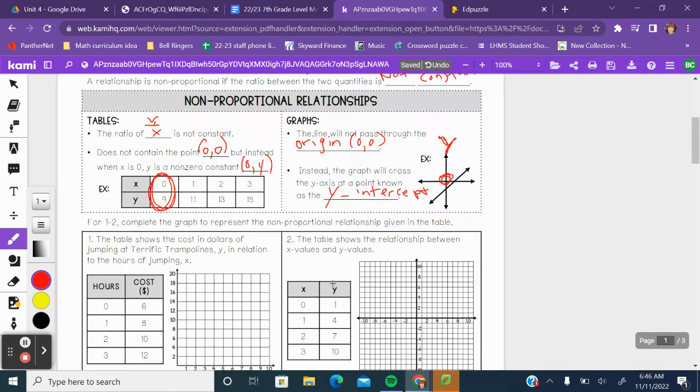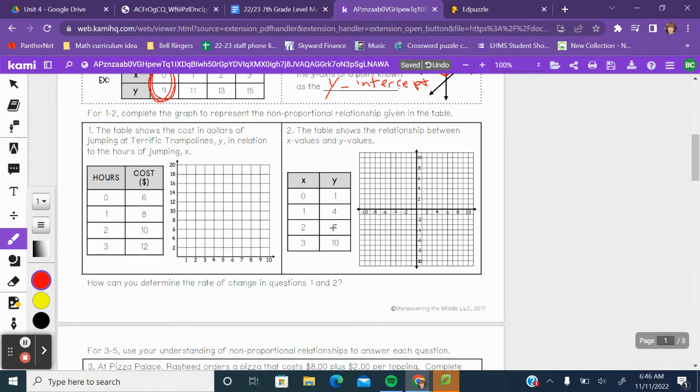Okay, so let's go on down. The table shows the cost in dollars of jumping at Terrific Trampolines. Y, the cost, in relation to the hours of jumping, which is X. So this is my hours of jumping. And then this is my cost. This is my X, this is my Y.